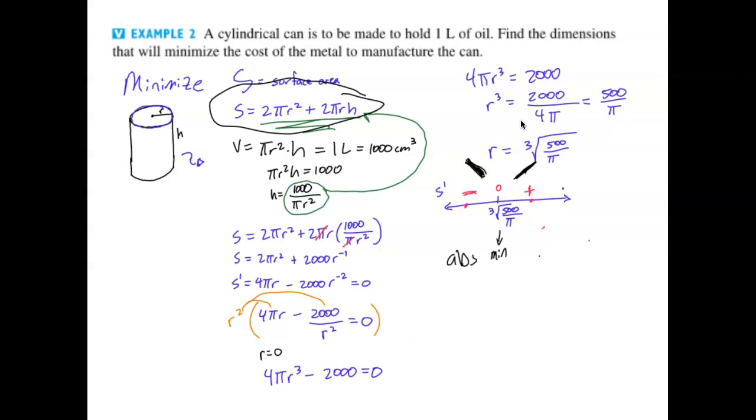So this has to be the absolute minimum. All right, so let's make our final statement here. Let's make our conclusion. So there exists a minimum at r equals the cube root of 500 over pi, since the derivative goes from, so since s prime is negative, sorry, when r is less than that critical value, and s prime is positive when r is greater than that critical value.